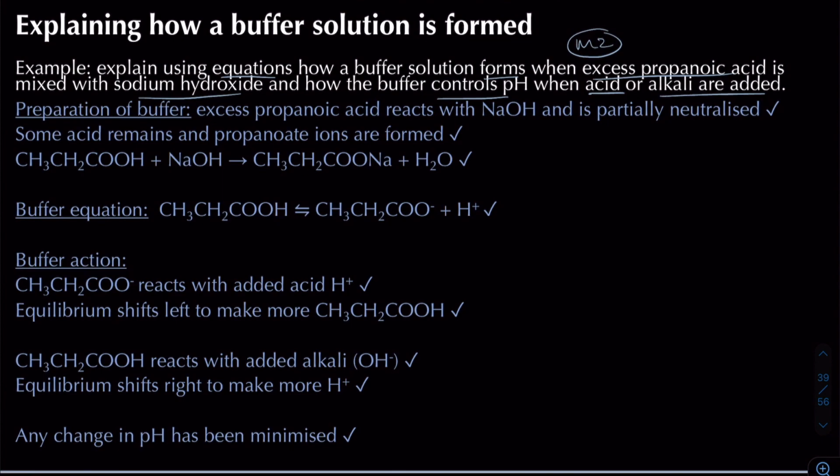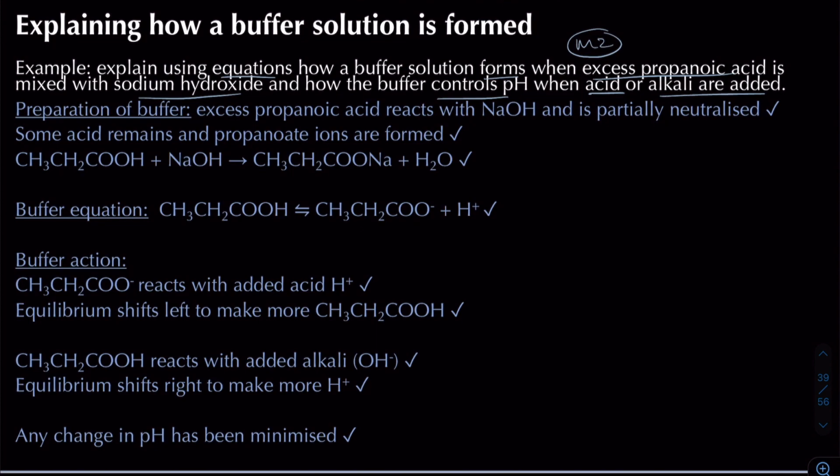And if we were to look at the preparation of a buffer, we need to say the following: that excess propanoic acid is going to react with the sodium hydroxide and is partially neutralized. We need to say that some acid remains and propanoate ions are formed. Now always talk about the acid that you're dealing with, the base that you're dealing with, and what conjugate base you're going to form as well. Give an equation for the reaction, make sure it balances, and once you've done that, you can write a buffer equation, where you have your excess weak acid, and then you have your conjugate base and H plus as well.